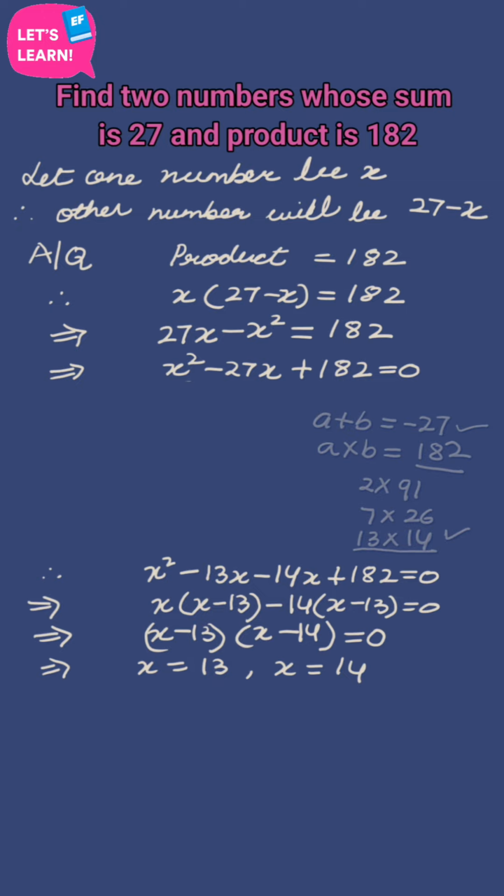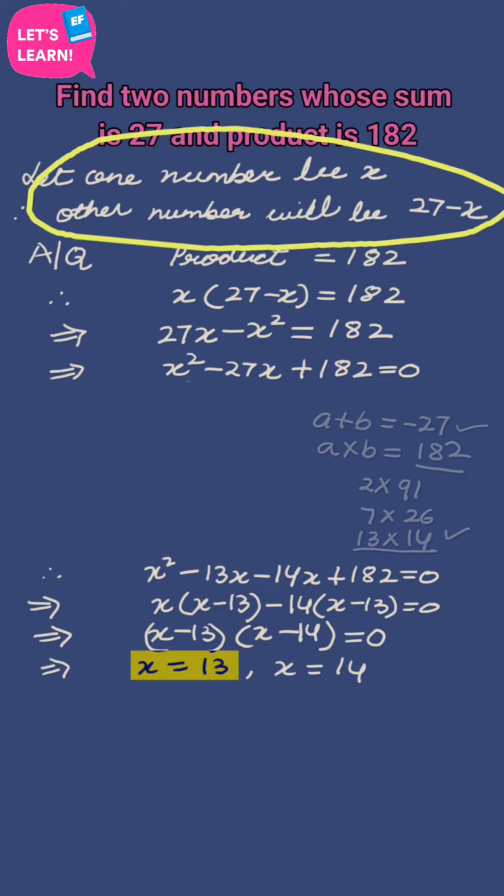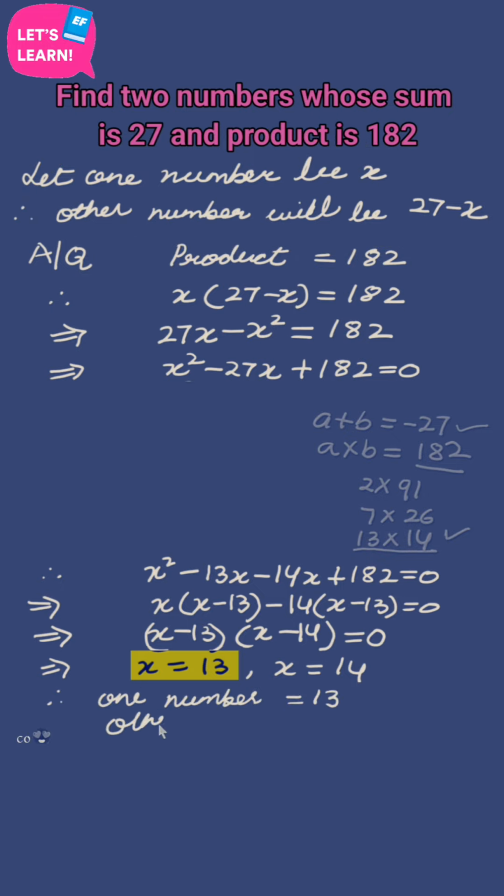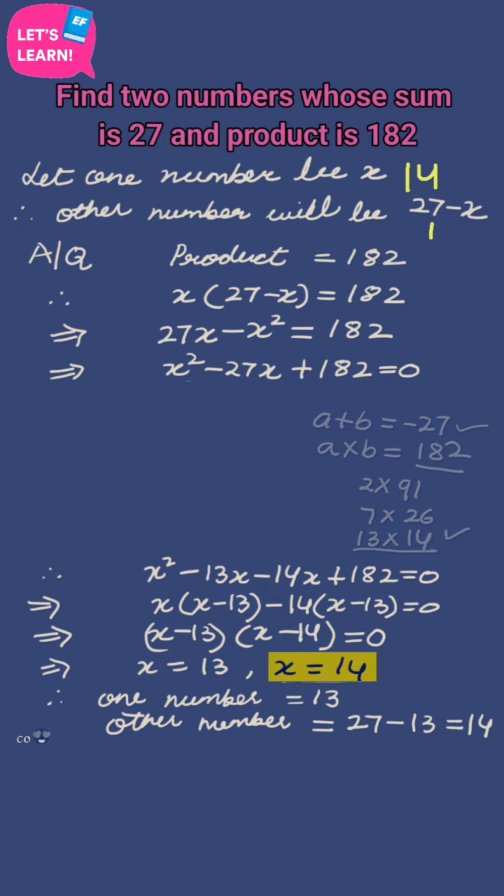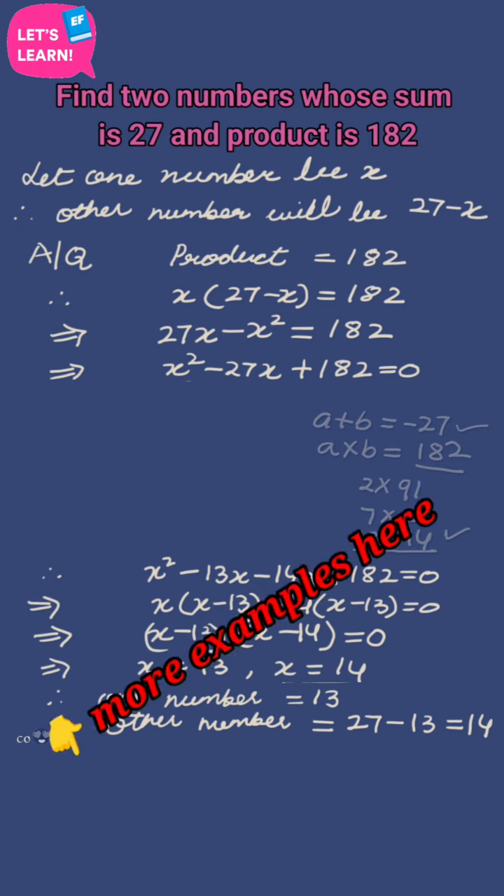We may get one or two different solutions using these two values. Let's put x equal to 13 in these equations. So one number is 13 and the other number is 27 minus 13, that is 14. Now if we put x equal to 14 here, we get the first number is 14 and the second number is 27 minus 14 equal to 13, which gives us the same previous values. Therefore, this situation has only one solution, that is 13 and 14.